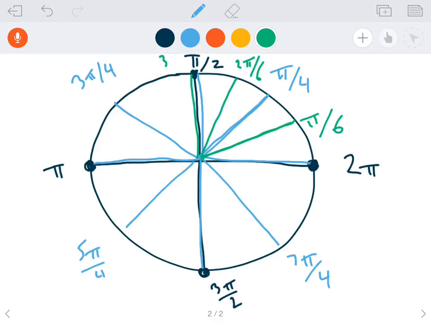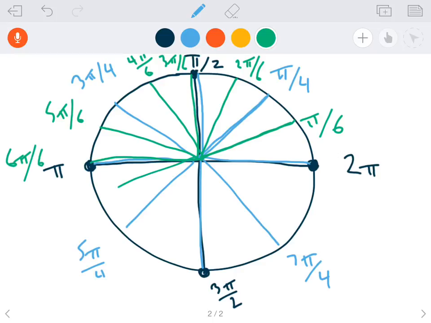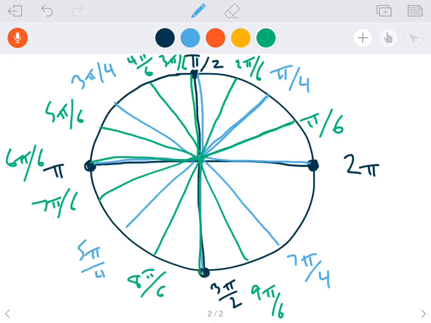3 pi over 6, 4 pi over 6, 5 pi over 6, 6 pi over 6, 7 pi over 6, 8 pi over 6, 9 pi over 6, 10 pi over 6, sorry I'm running out of room here, and 11 pi over 6.